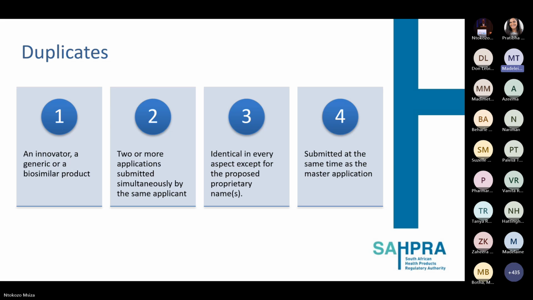Then duplicates. A duplicate is an innovator, a generic, or a biosimilar product. So you submit a duplicate at the same time as you do your new applications. This cannot be submitted during the life cycle of a product. So this is with the initial application. You do your duplicates. You also apply for the duplicate application numbers during application of your initial application numbers.